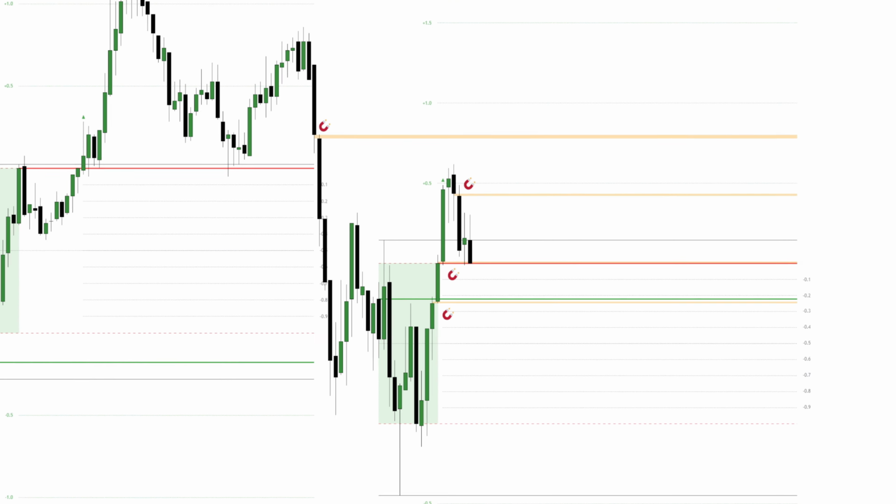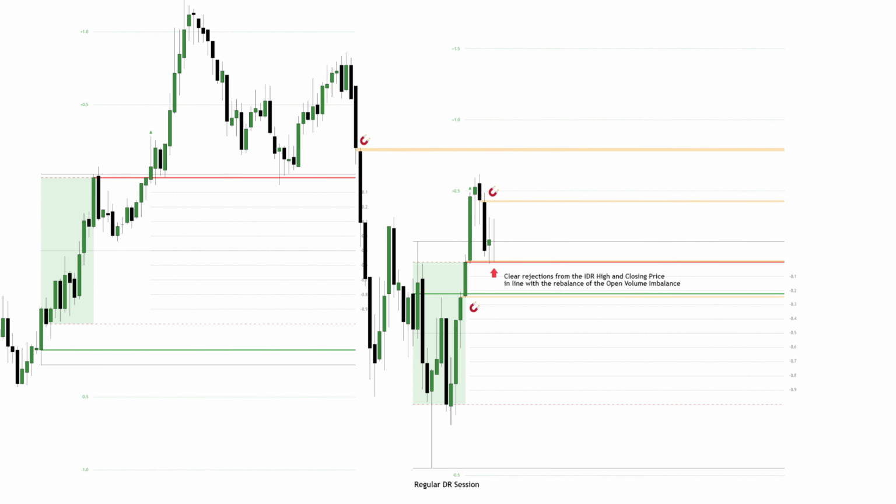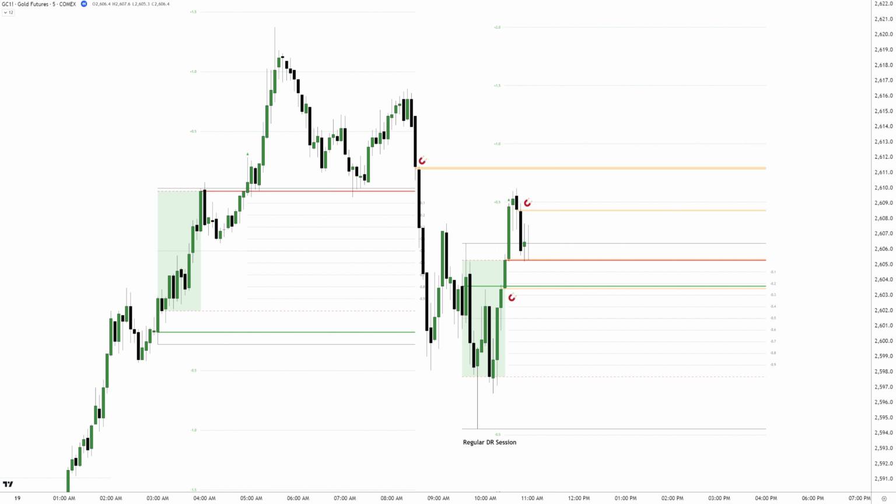As price retraces back into the defining range, it rebalances the upper open WIB and rejects the IDR high and closing price. This is a potential first entry point for the session. Here's where open volume imbalances assist in stop loss placement.